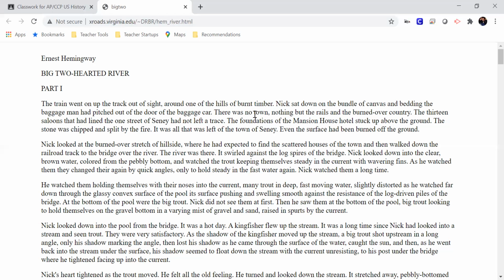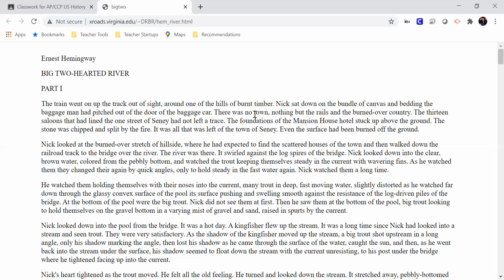Burned over country, burned down village. Where has he seen burned over country, burned down villages, and destroyed buildings? Okay, this guy's a World War I veteran. Okay, and I'd like to point out the 13 saloons that had lined one street had not left a trace. 13 saloons are gone. Prohibition, right? He is absolutely telling you what this time period is like.